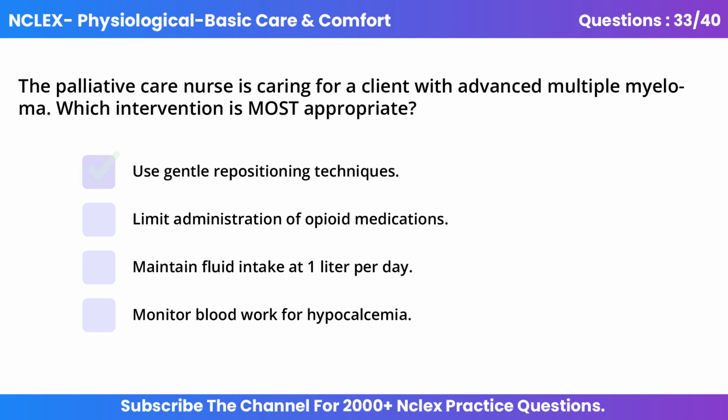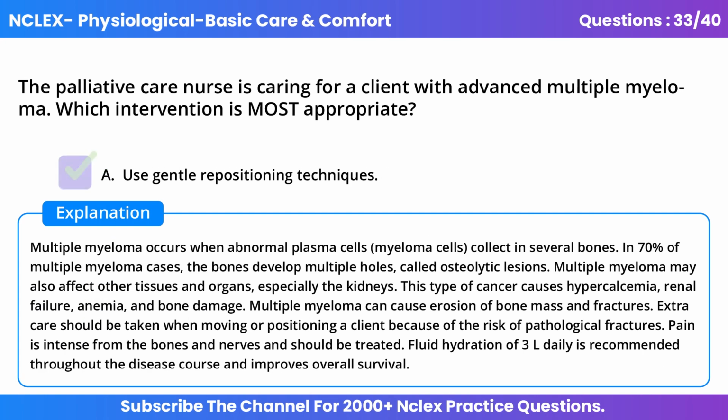A. Use gentle repositioning techniques. Multiple myeloma occurs when abnormal plasma cells, myeloma cells, collect in several bones.